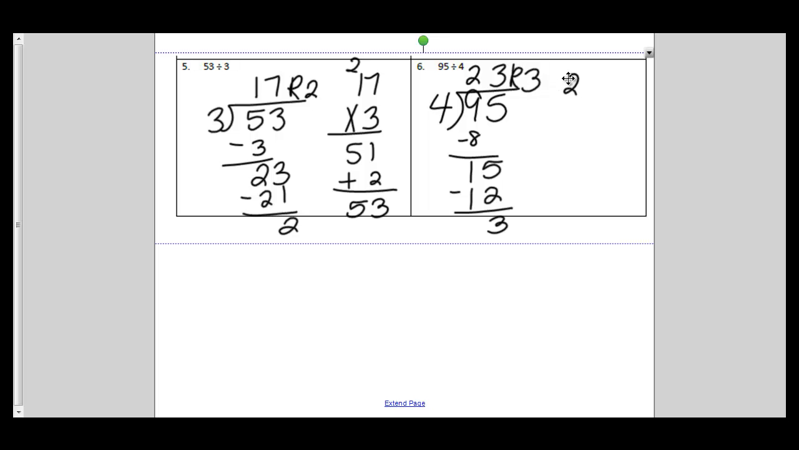So I'm going to check that. 23 times 4 gives me 12 here, will be 8 plus 1, which is 9, plus 3 gives me a total of 95. All right, let's look at the back. All right, so I've got 89 divided by 6. I want you to try to do as much of these problems as you can by yourself and then come back and check.